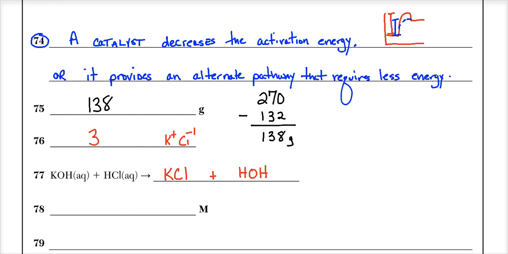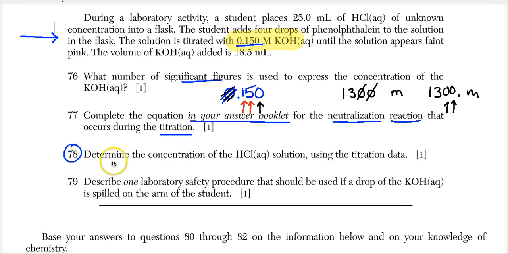Number 78. So number 78 says determine the concentration. They want the concentration of the hydrochloric acid using the titration data that has to be in the blurb. So now we really got to go in and see what's going on here in this question. But they want the concentration of the HCl. So during the laboratory activity, student places 250 milliliters of my acid. So there's the information of my acid, of an unknown concentration in a flask.